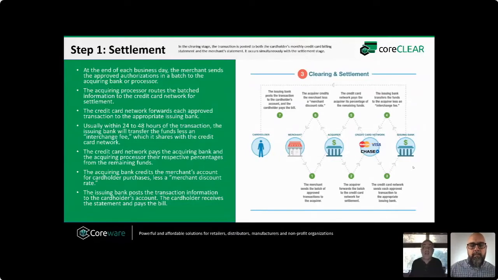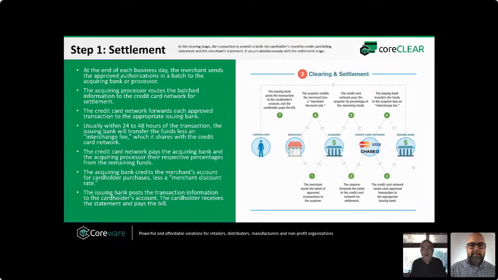The issuing bank then transfers the funds to the acquiring bank, but before it sends those funds over, it takes out what's called interchange fees. I'll explain what interchange fees are in a second. But bottom line, if it was a $100 sale, it's going to take out, let's say, 1.5%. And don't quote me on that.